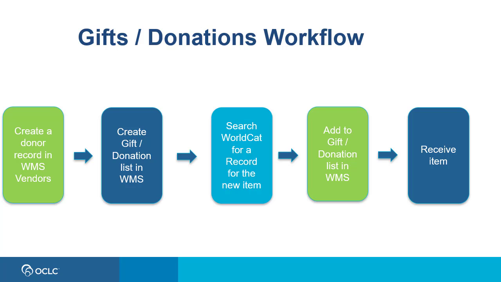Second, you need to create the gift list in WMS Acquisitions. Next, search WorldCat for a record for the first gift item to be added. And then you'll add the item to the gift list for that particular donor. And finally, you'll receive the item, making it available for discovery and circulation.